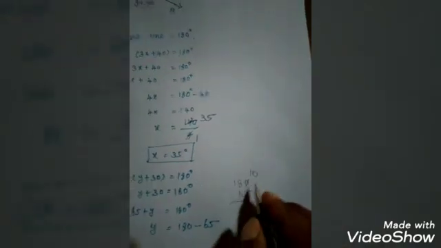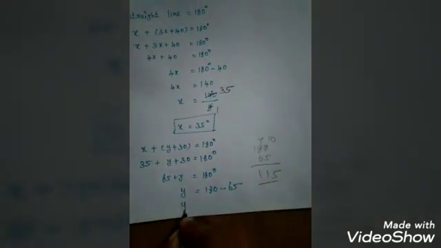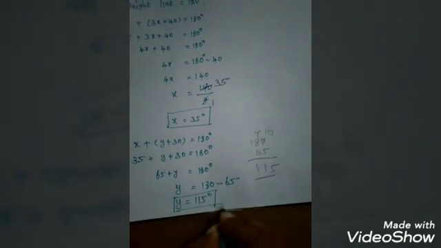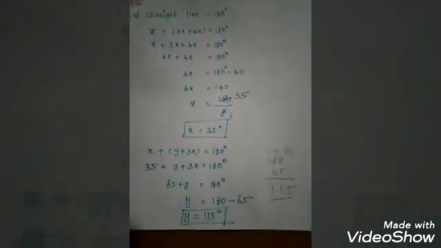Take one borrow, this place is 10, this place is 7. 10 minus 5 is 5, 7 minus 6 is 1. So the answer is 115. Value of y is 115 degree. Okay, do you understand this?